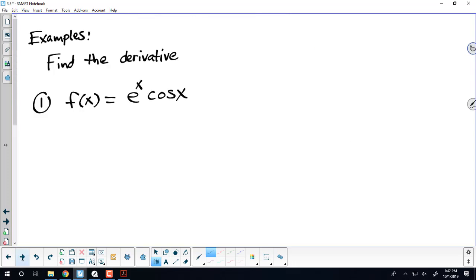All right, so then let's find the derivative of e to the x cosine x. What rule do we need here? Product. The product of two functions of x. Product rule. We have the first times the derivative of the second plus the second times the derivative of the first.